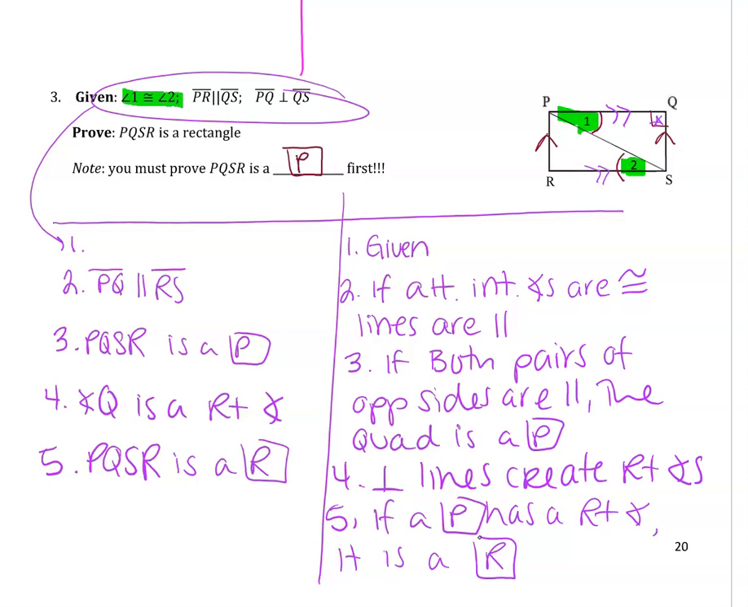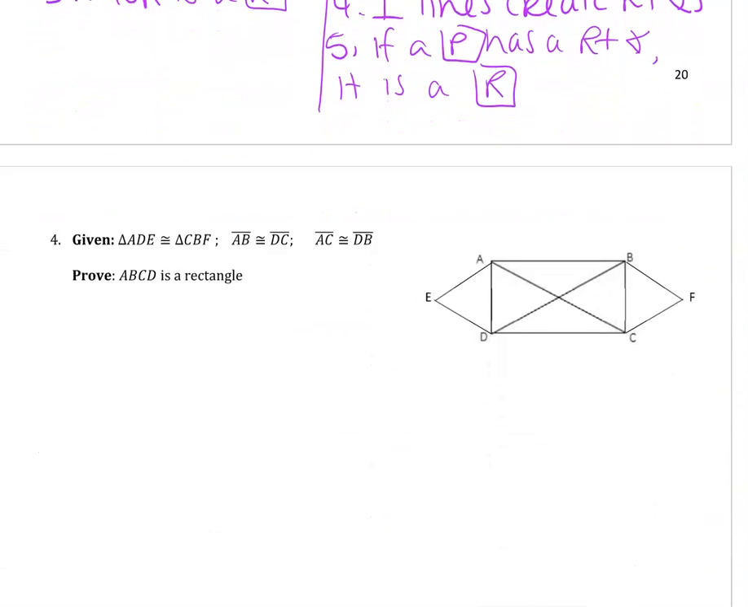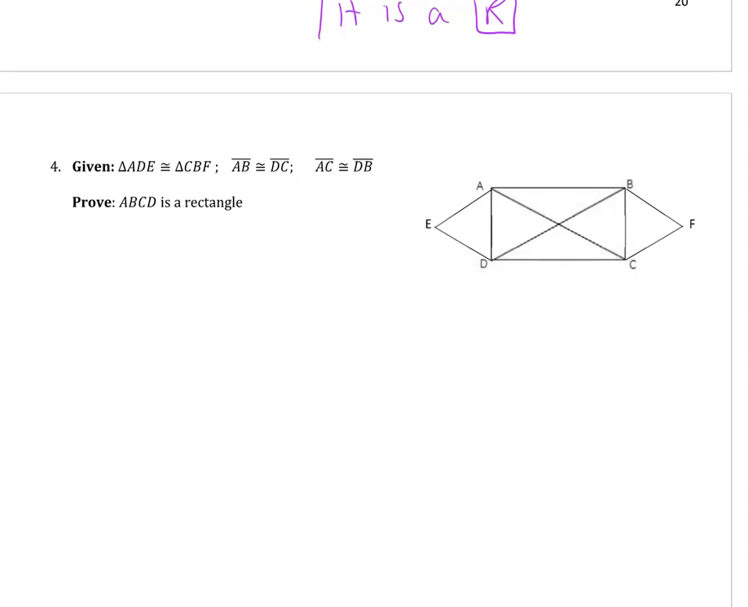All right, so hopefully you kept up with that pretty well. So we proved parallelogram, proved the right angle, therefore it's a rectangle. All right, we have one more proof to go through. That'll take us 4 steps.